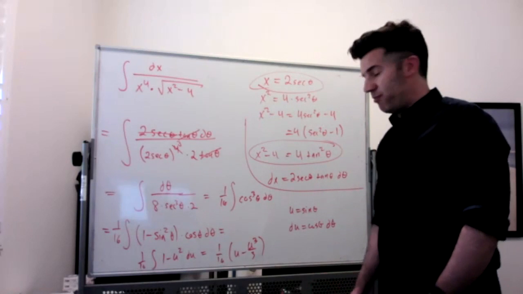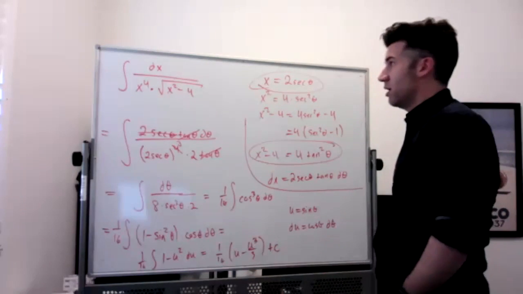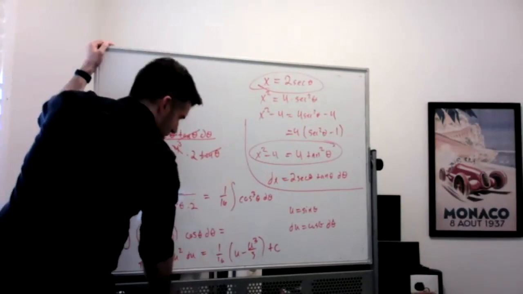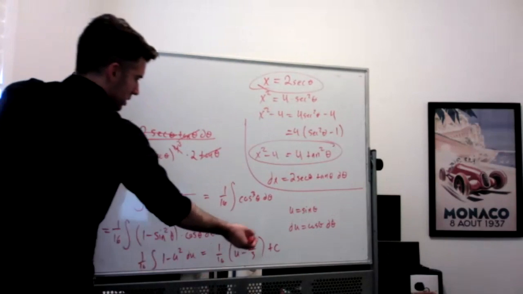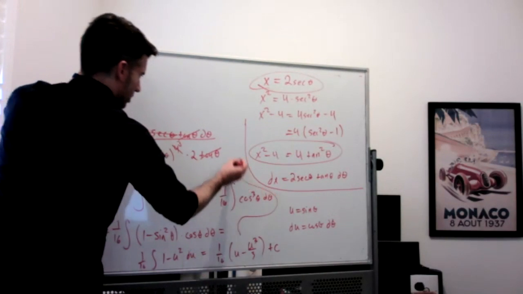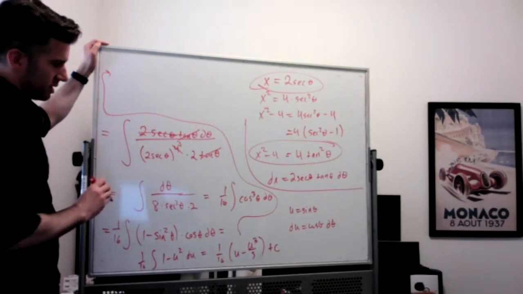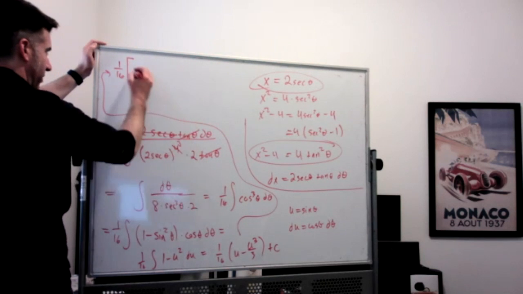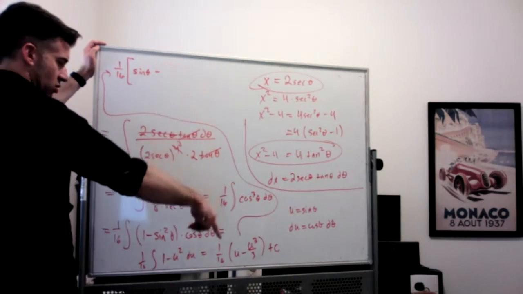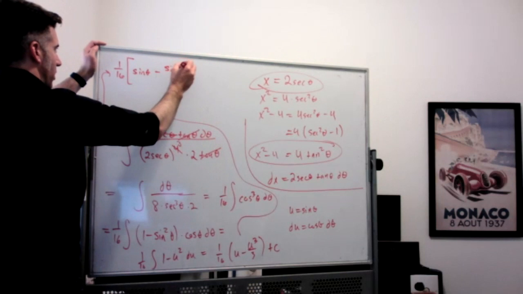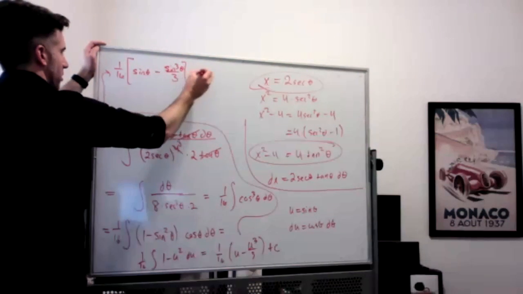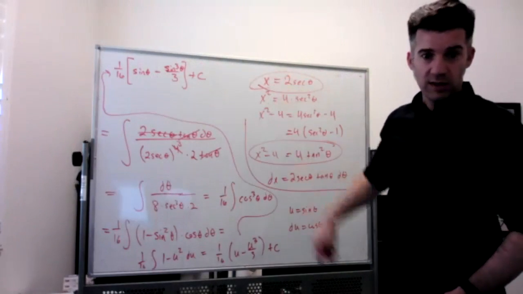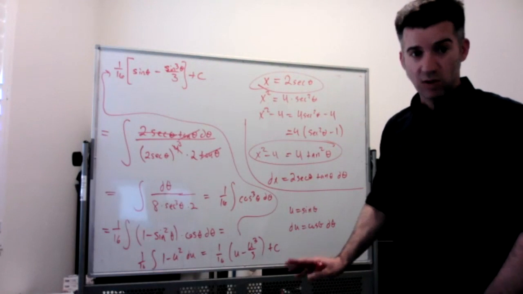And now we have to do all the back plugging in. I'm going to erase up here because I don't really need this anymore. It's going to equal 1/16 times u, which is sine of theta, minus u cubed over 3, so sine cubed theta over 3. So then we have to do the triangle thing. This is our triangle thing equation. x equals 2 secant theta. I'm going to solve for secant.